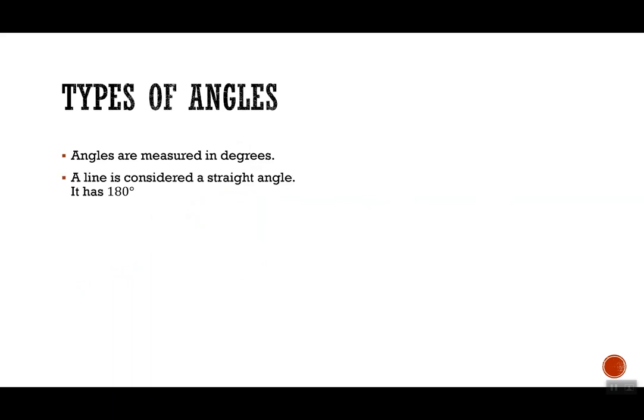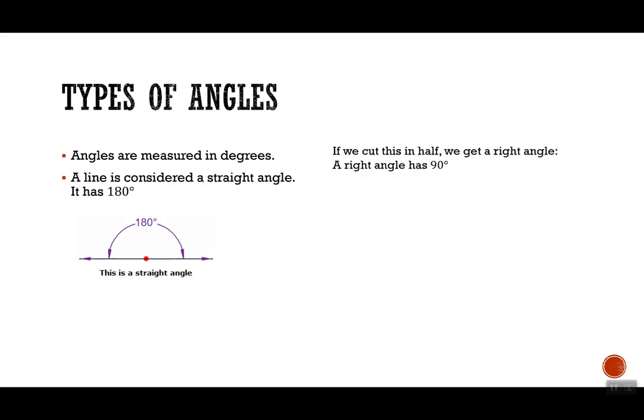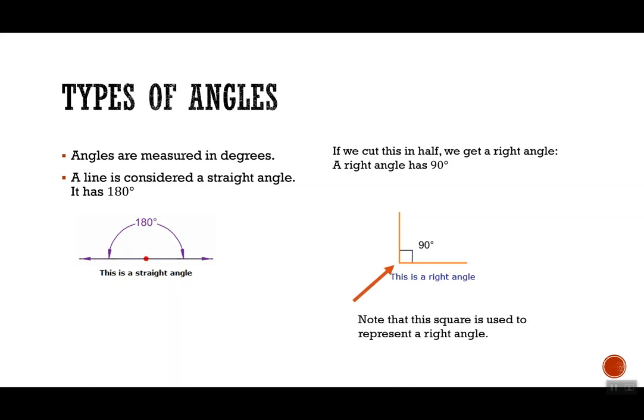The first one we'll talk about is a line. Lines are always straight lines, but when we want to say that we're talking about the angle, we call it a straight angle. This will have 180 degrees. Say we kind of cut that in half. Cutting in half gives us a 90-degree angle. 180 over 2 is 90, and we call this a right angle. Notice this box. This box or square is used to represent a right angle, so sometimes you'll see that little box without the 90 degrees and you're just supposed to know that's what it means.